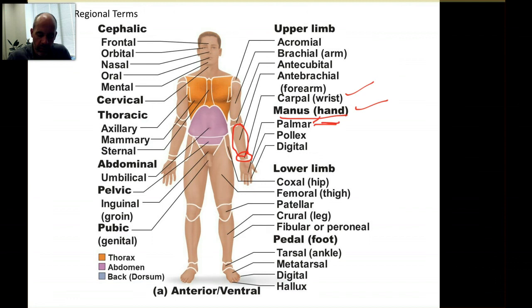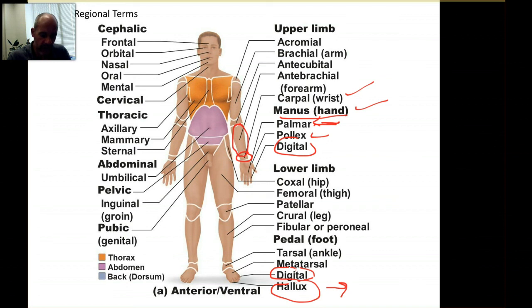Palmar refers to the palm. Pollex, that's probably a new one for you, that's the thumb. And then digital is a term that can refer to the fingers. Digital can also refer, if you look down here at the bottom, to the toes. And there is an unusual term for the big toe, just like you have pollex for the thumb. If you look down here, hallux is your big toe.